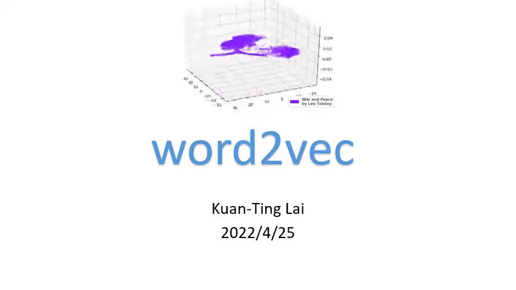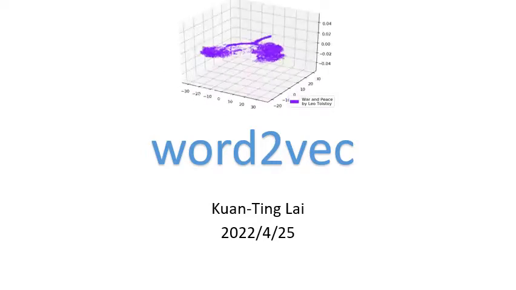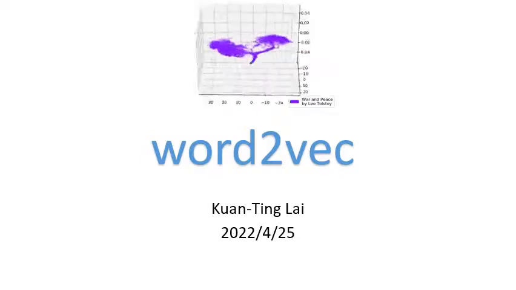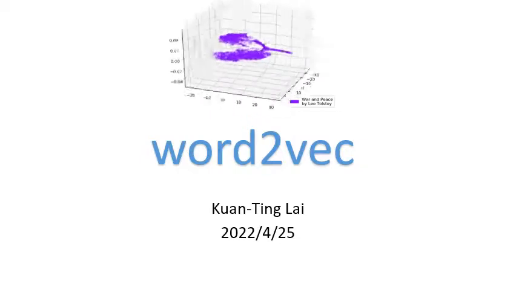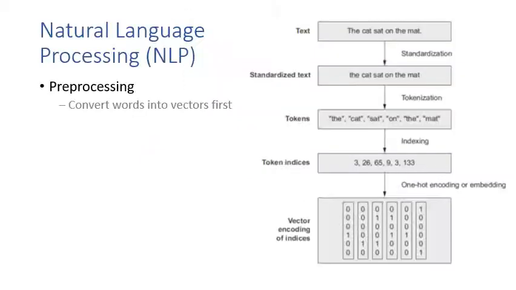Welcome to the class. Today we will talk about Word2vec. This is a very important dimensionality reduction algorithm. Word2vec, as the name suggests, is to convert words into vectors. It comes from natural language processing, NLP.